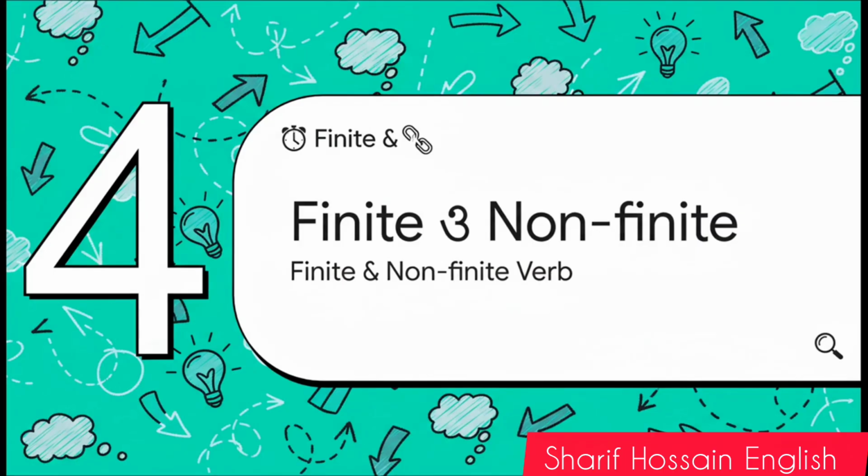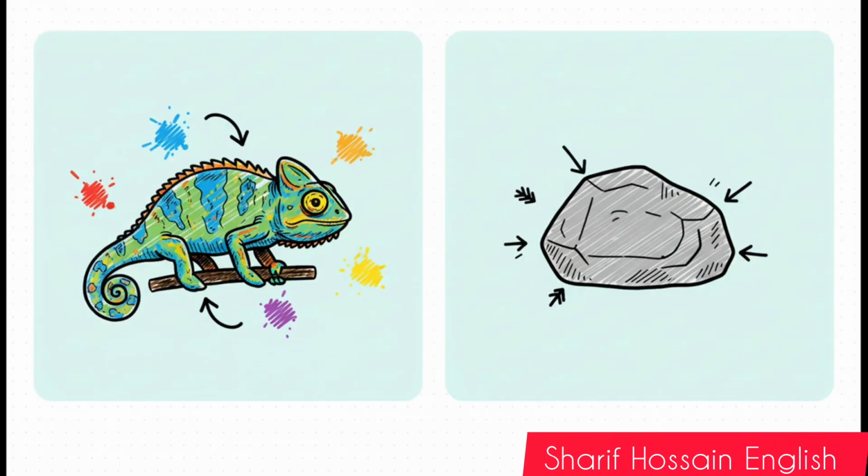And for our final pair today, let's talk about finite and non-finite verbs. The big difference between these two all comes down to whether or not the verb changes its form based on the tense or the subject. Finite verbs are kind of like chameleons. They change their form depending on the subject and the tense. On the other hand, non-finite verbs are more like a rock. They stay exactly the same no matter what.